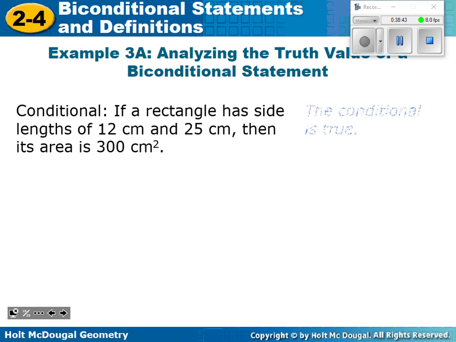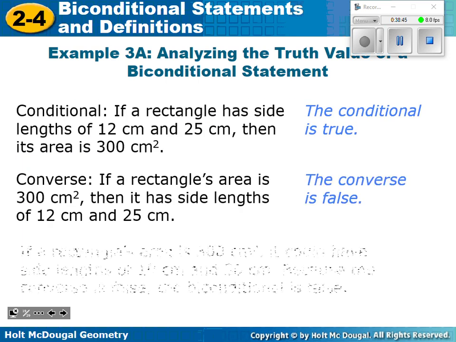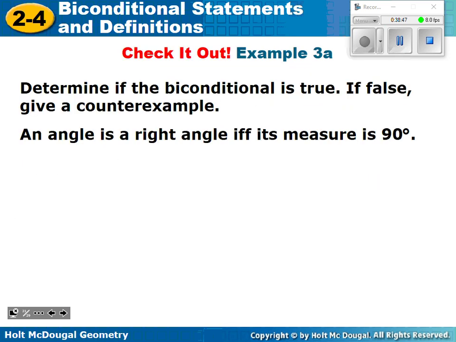Okay. So I have a question. For that one, could we write as like the counterexample? The picture that I drew would be your counterexample, where you labeled the sides 30 and 10. So that shows that the area is still 300, but the side lengths were not 12 and 25.